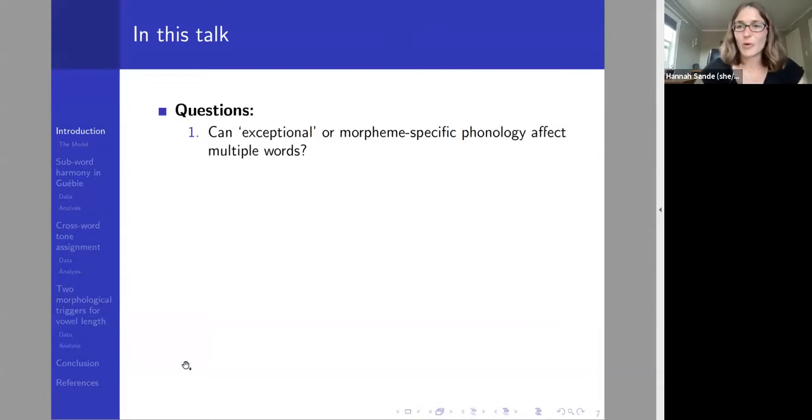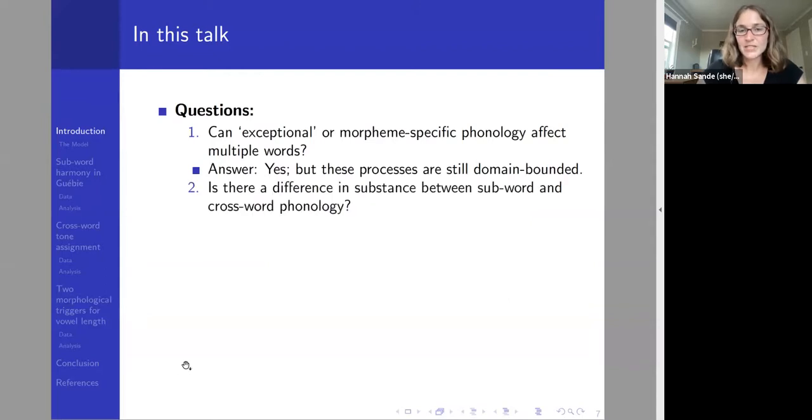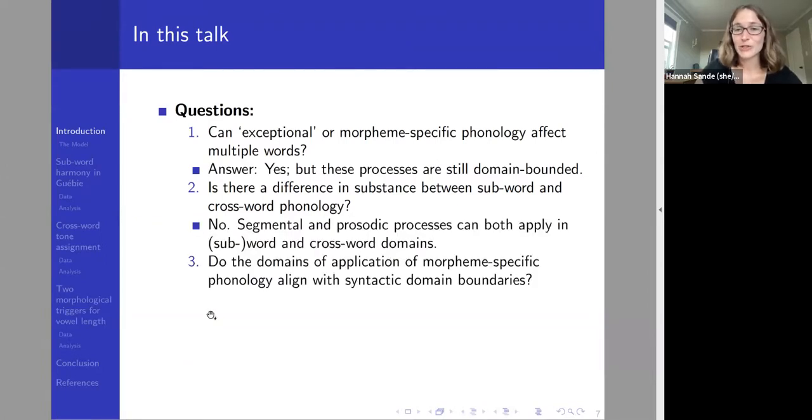So the more specific questions that will drive this talk are, can exceptional or morpheme specific phonology affect multiple words? Yes, as we've seen in Curia, but these processes are still domain bounded. Is there a difference in substance between word and subword and crossword phonology? I'm not going to focus on this too much, but I'm happy to answer questions about it in the question period. Basically, the short answer is no, there's not a meaningful difference in the substance. Segmental and suprasegmental processes can apply at both levels.